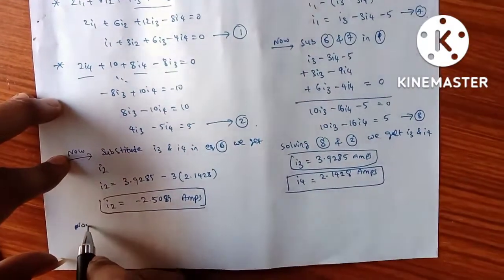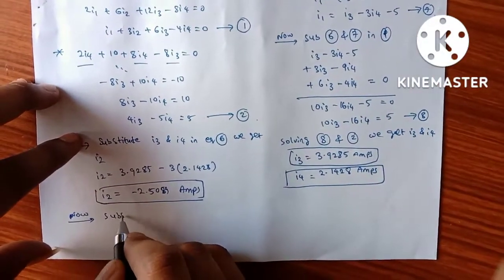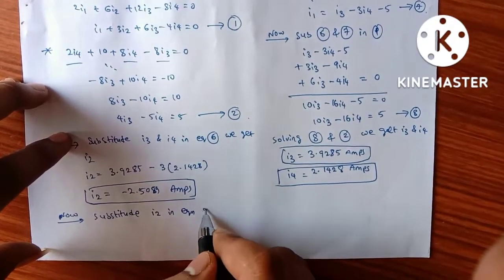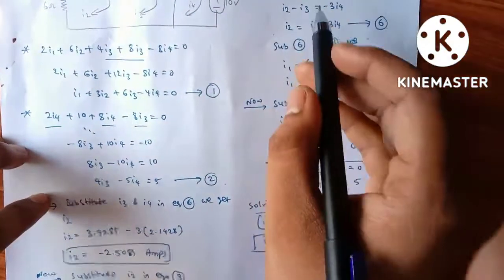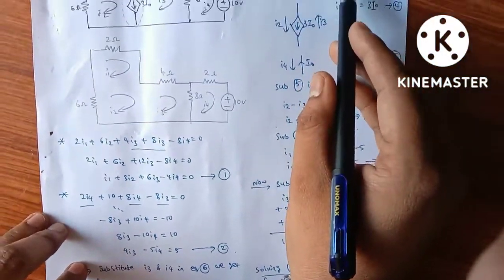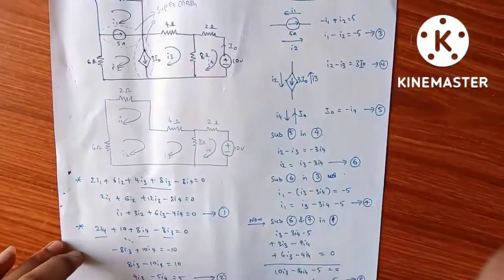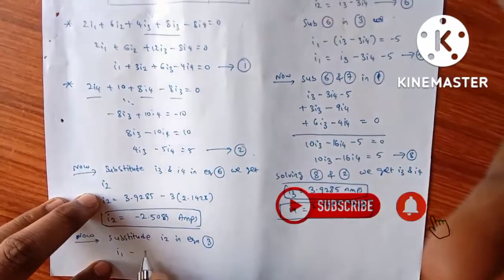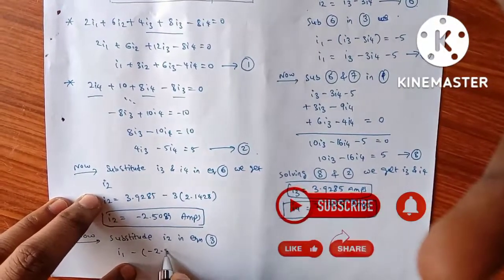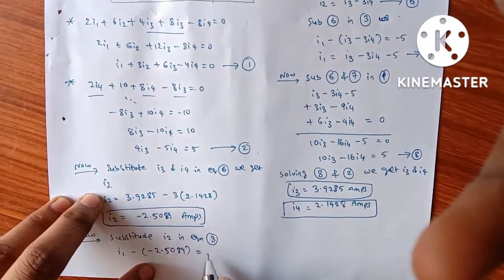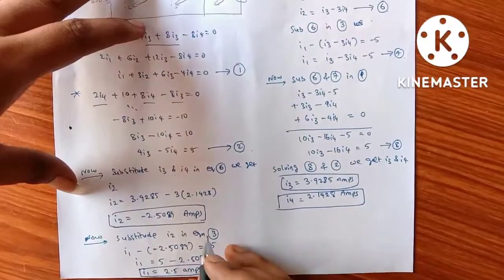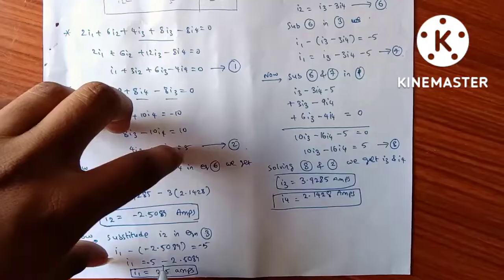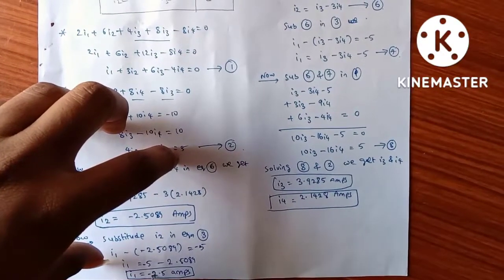Now substitute I2 in equation number 3. We get I1 minus of minus 2.5089 equals 5. Sorry, the equation here is minus 5 and here minus 5. Minus 5 minus 2.5 equals minus 7.5 amps.